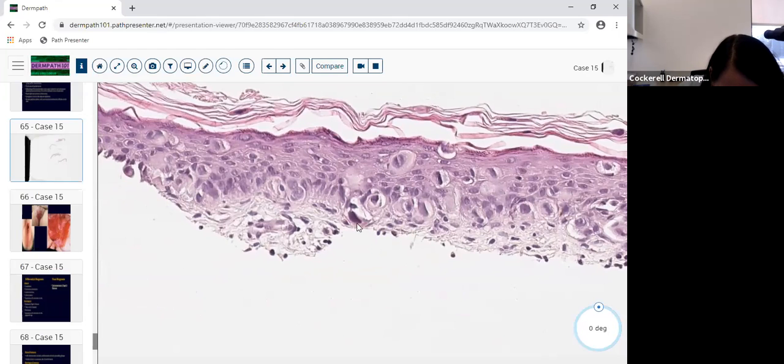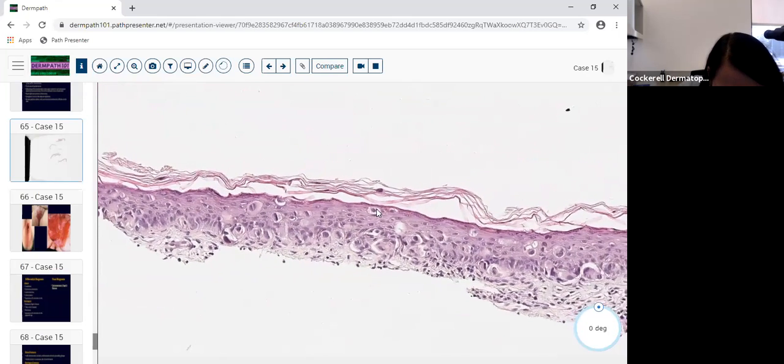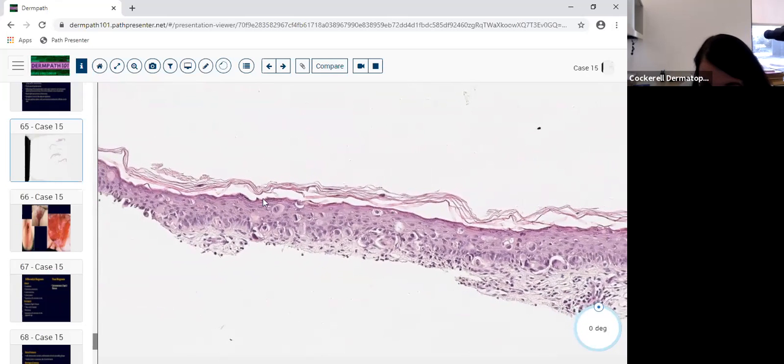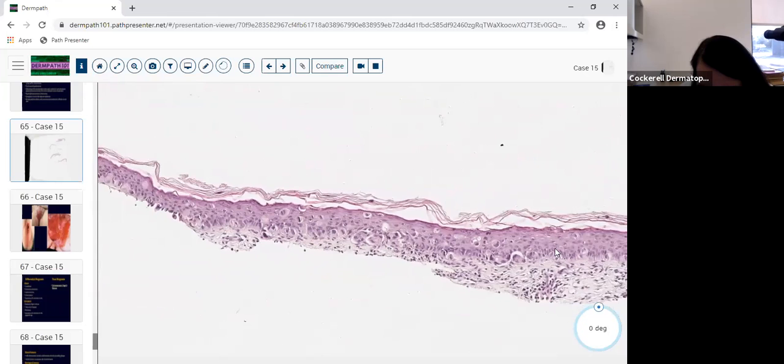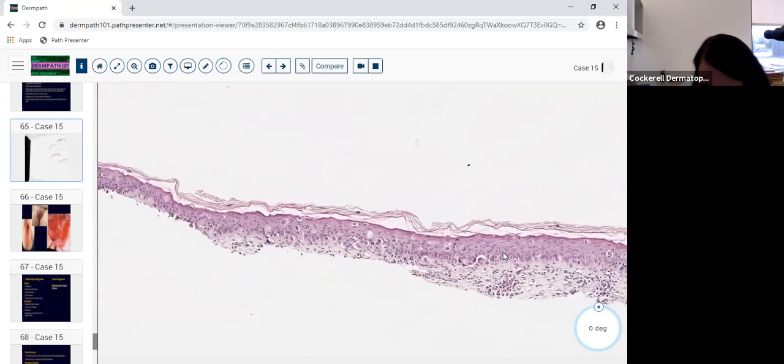I mean, it's hyperchromatic, angulated, very, very dark, with a high NC ratio. And then the upward migration, it's even going into the stratum corneum. But you notice the stratum corneum looks otherwise basket weave. So someone may think, well, could this be squamous cell carcinoma in situ with just some pretty ugly cells?